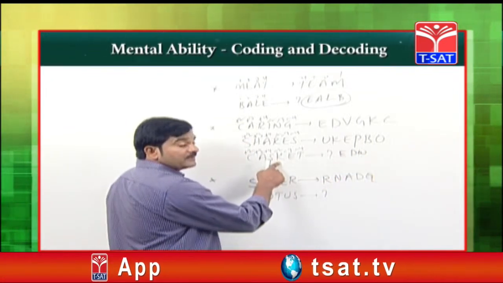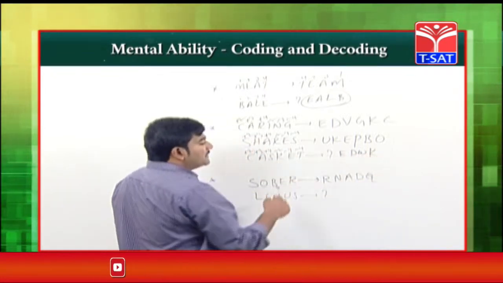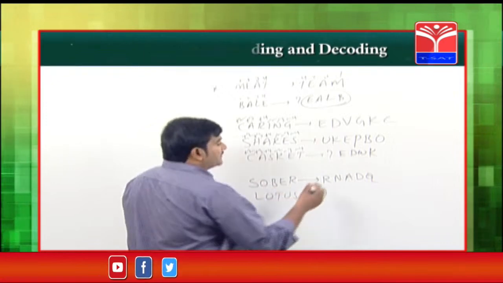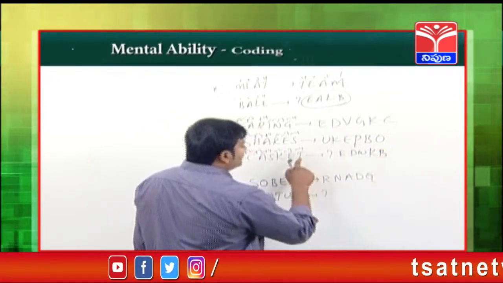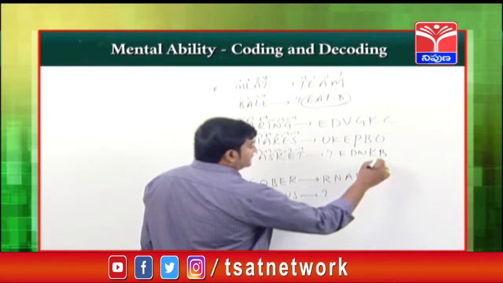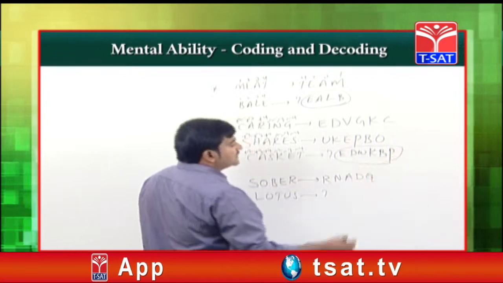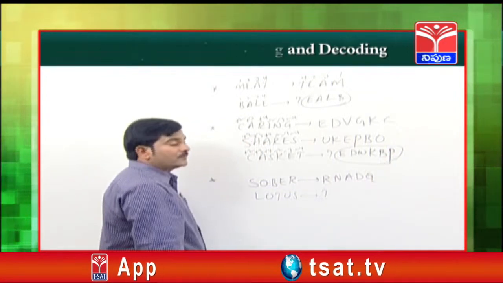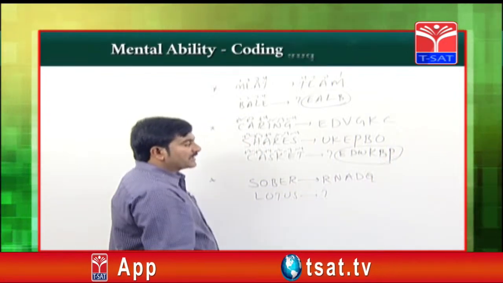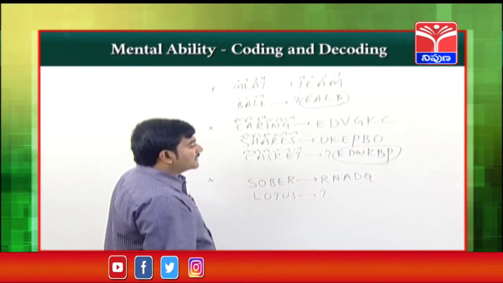K means 11, 11 - 2 means 9, the 9th one is I. E means 5, 5 - 3 means 2, the 2nd letter is B. T means 20, 20 - 4 means 16, the 16th one is P. Hence the answer for the required question is EDWIBP. So this is another kind of model.